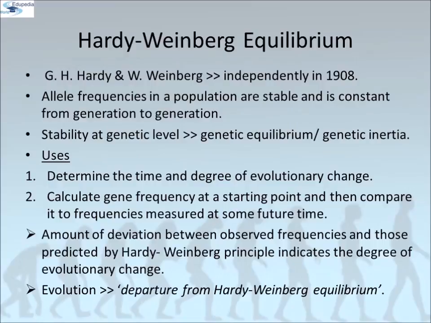Hardy-Weinberg Equilibrium. It was proposed by G.H. Hardy, a British mathematician, and W. Weinberg, a German physician, independently in 1908.